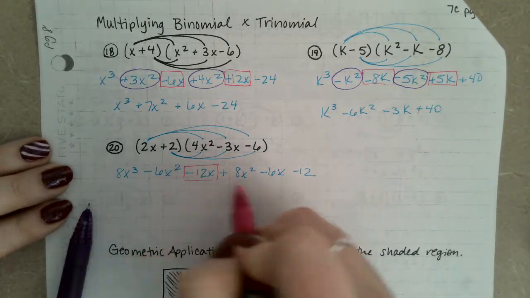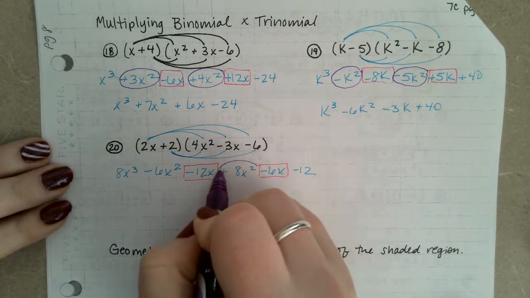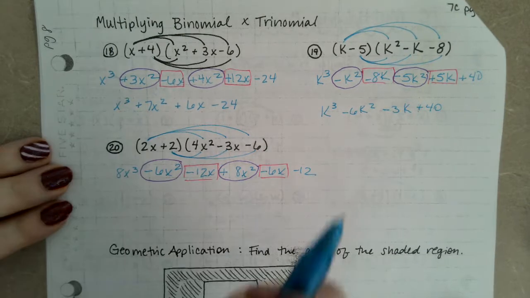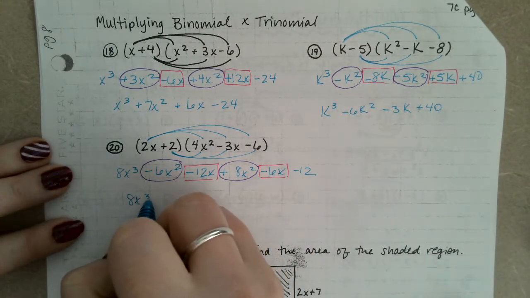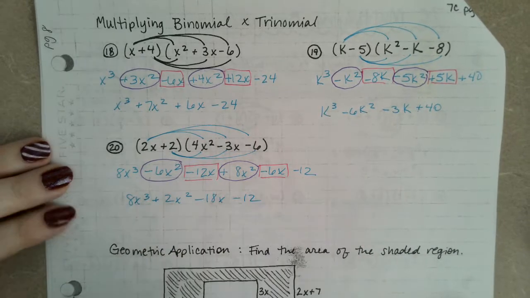So we'll get our x's that will go together, take the signs in front of them. Our x squareds will also go together. We'll take the signs in front of them. And then again, we'll write in standard form. So we'll start with our x cubed, go to our x squared, just x, and then our constant at the end.